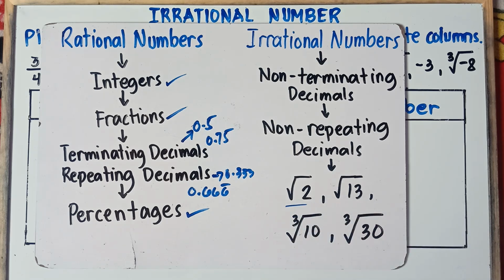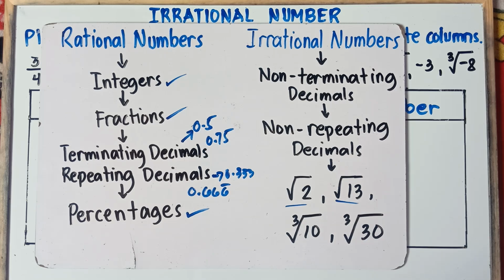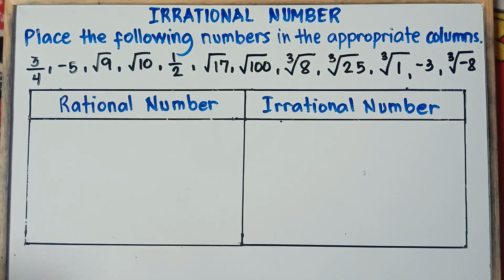We answered that a while ago. The square root of 2, the answer, class, is non-terminating decimals. It will not end. Same with square root of 13, because if we get the square root of 13, the answer is non-terminating decimals. And cube root of 10. So these are non-terminating decimals. Alright, so let's answer this one.